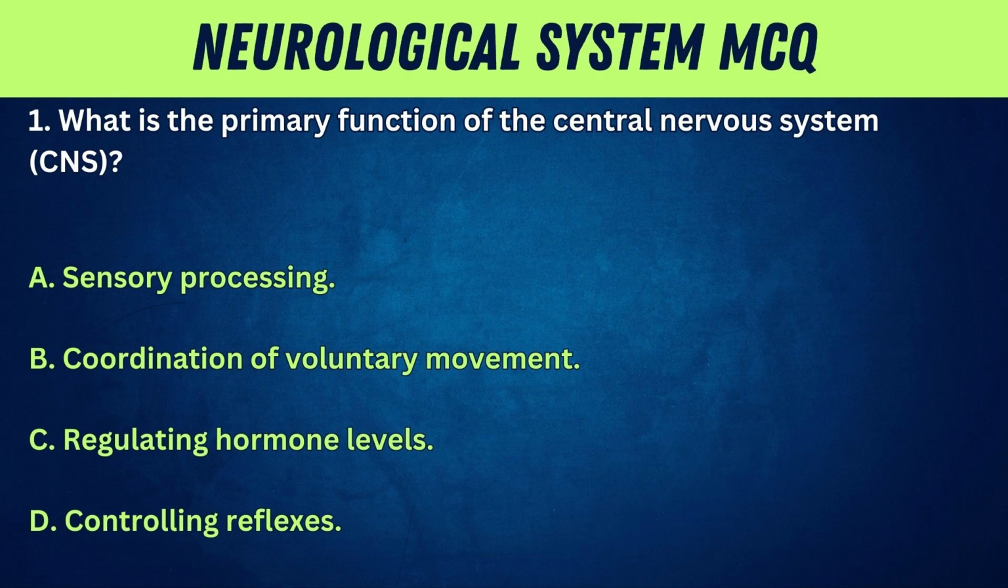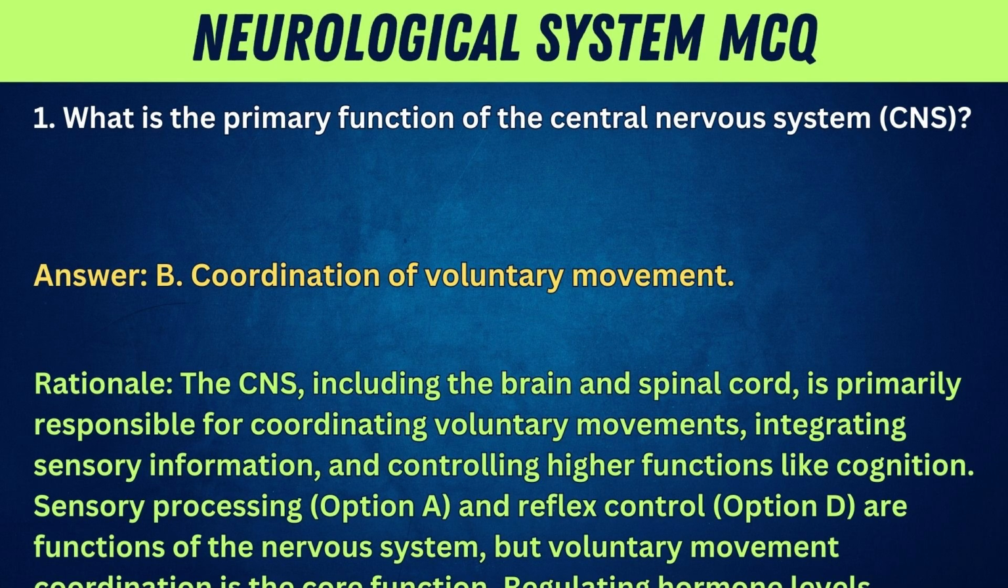1. What is the primary function of the central nervous system, CNS? A. Sensory processing. B. Coordination of voluntary movement. C. Regulating hormone levels. D. Controlling reflexes. Answer: B. Coordination of voluntary movement.